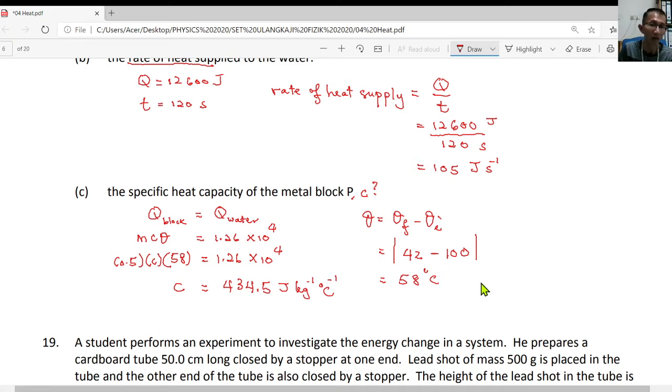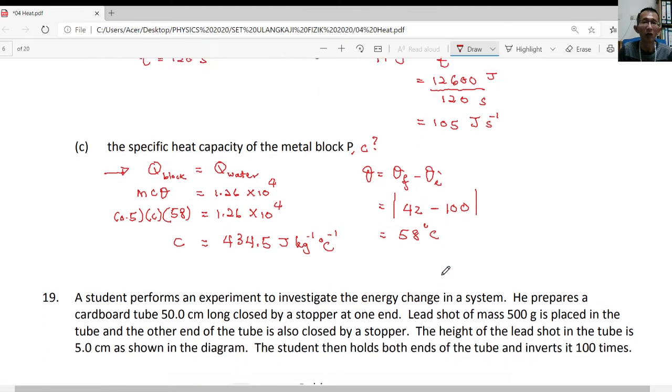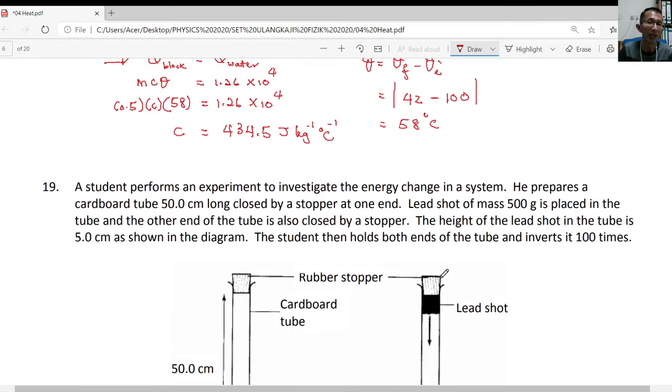Try to understand what we have done here. At this point I am using the principle of conservation of energy. What is given is what is taken: given by the block, taken by the water, with the same amount of Q. Let's move to question number 19.